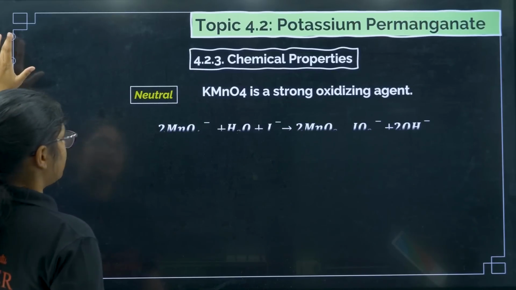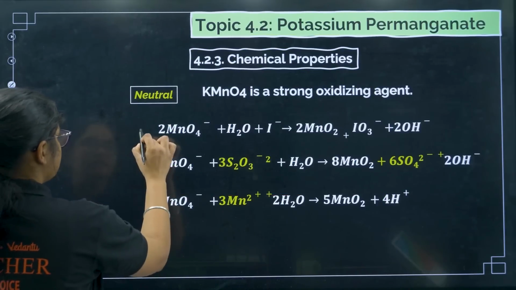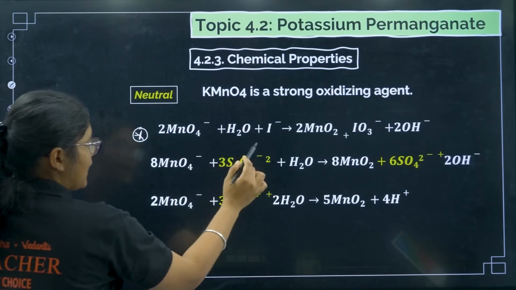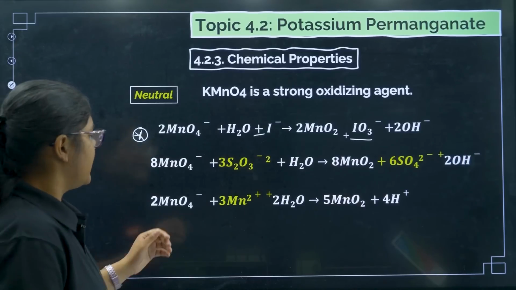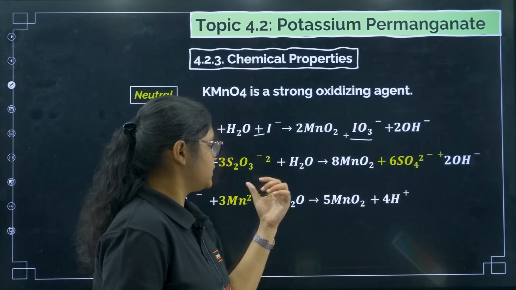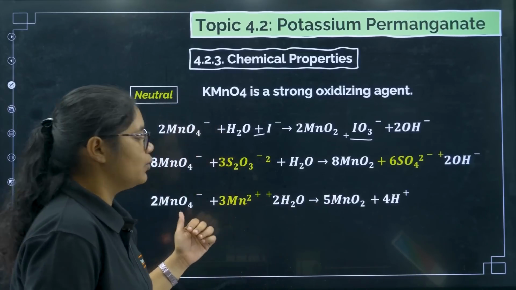But when it is a neutral medium, you can see the difference. Okay, you can see the difference in this one. I minus gets converted to IO3 minus. S2O3 2 minus, there also it was SO4, here also it is SO4, and Mn2 plus gets converted to MnO2. Clear?